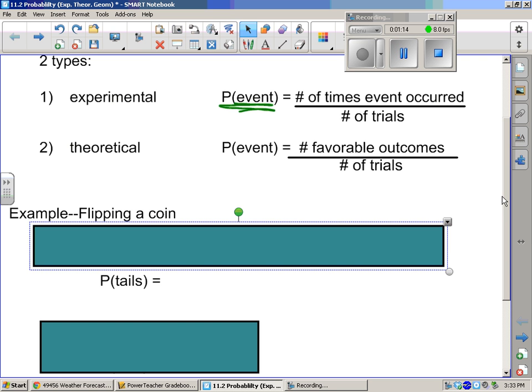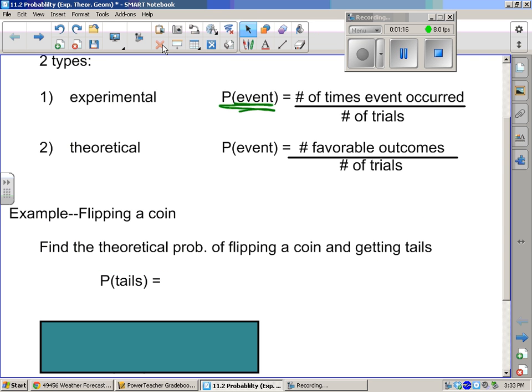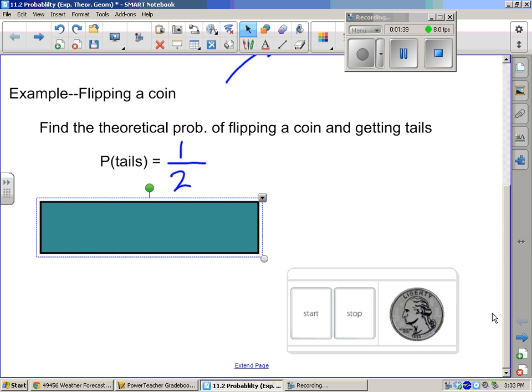Let's flip a coin. Find the theoretical probability of flipping a coin and getting tails. So theoretical, we're talking about the number of favorable outcomes. How many tails are on a coin? The eagle is on one side. Okay, one. But how many sides are there? Two. So, 1 out of 2 is 50%.